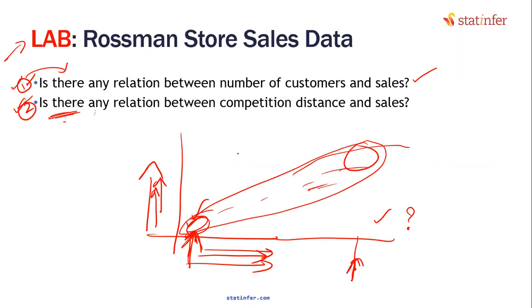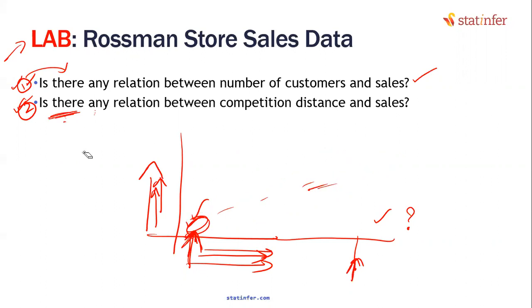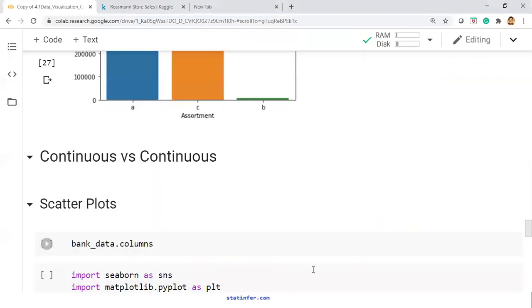So based on these two variables, I want you to quickly execute this and tell me the answers to these two in the chat window. Okay, go ahead, all of you. Meanwhile, I'll see the questions in the chat window as well.